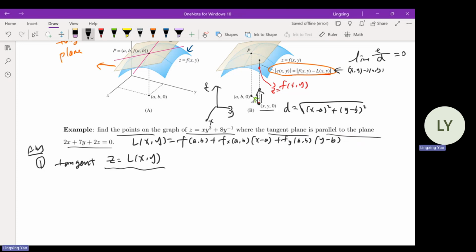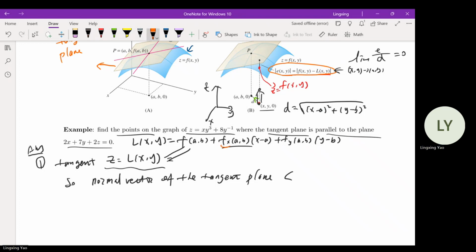So for this tangent plane, we did discuss, we can make this equal. The tangent plane has a normal vector. So what is the normal vector of the tangent plane? So the normal vector of the tangent plane is, as we discussed before, this, and the -1 is the normal vector, right?